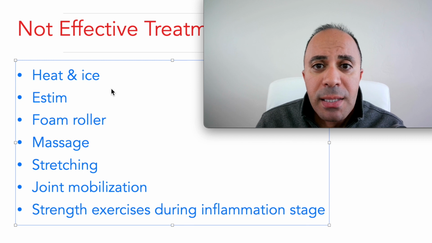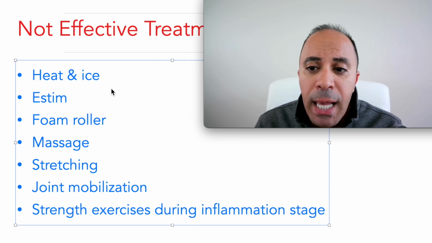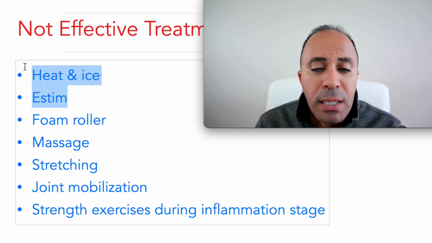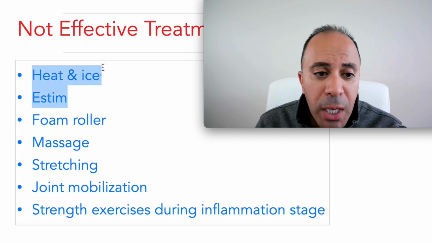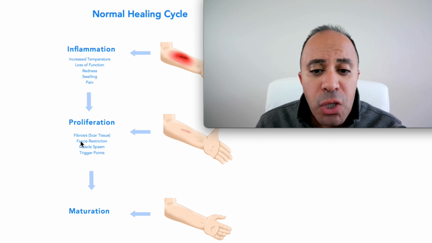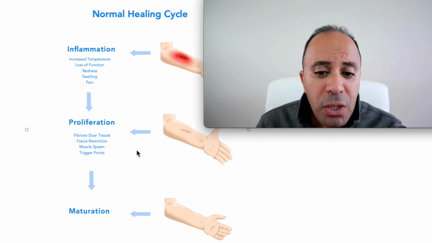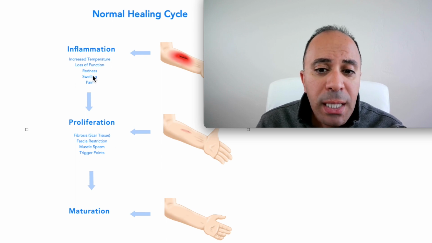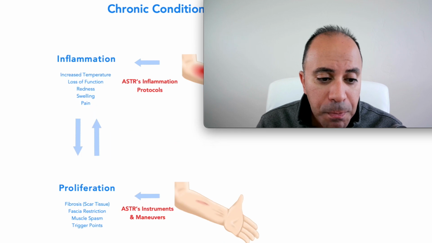One of the common things used in a lot of clinics is heat, steam, or ice, and based on the studies it provides temporary pain relief. But when we look at the normal healing cycle, it's not going to do much for proliferation. It's not going to break up your scar tissue, release fascia restriction, or release anything here, and it's barely, temporarily going to do anything for inflammation.